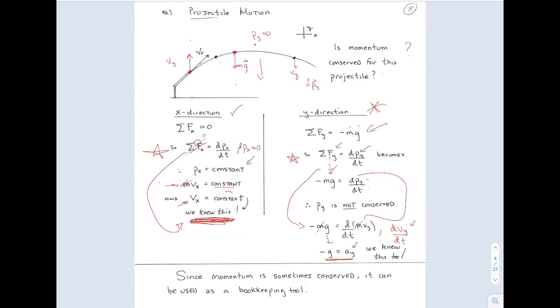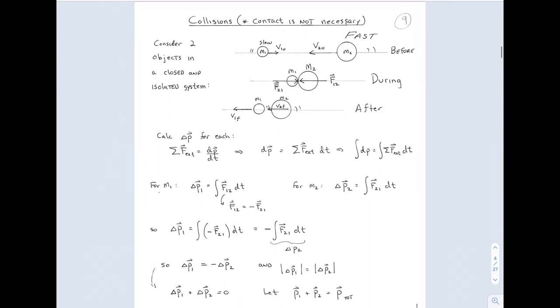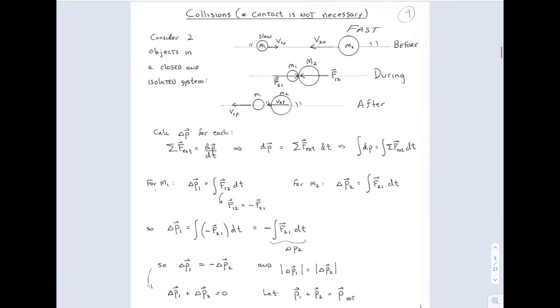All right, so if you can find circumstances for when momentum's conserved, it's a useful bookkeeping tool. So pretty much we use momentum to analyze collisions. Now for collisions, I put that contact is not necessary, and I'll show you some demos where I have carts with little magnets on them, so they can interact where they don't physically have to touch. Same as when a planet goes near another planet. You can think of that as an interaction of forces. You definitely don't necessarily have contact.